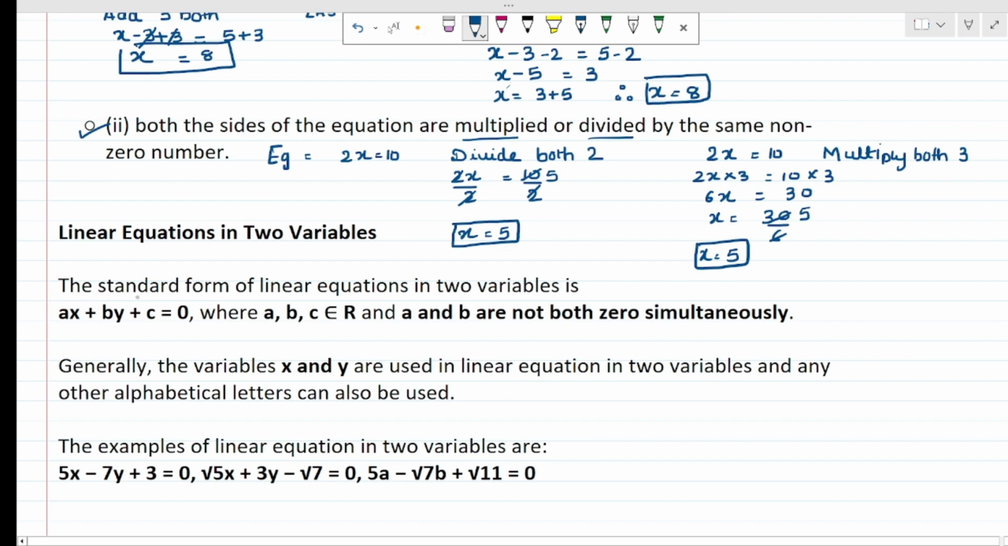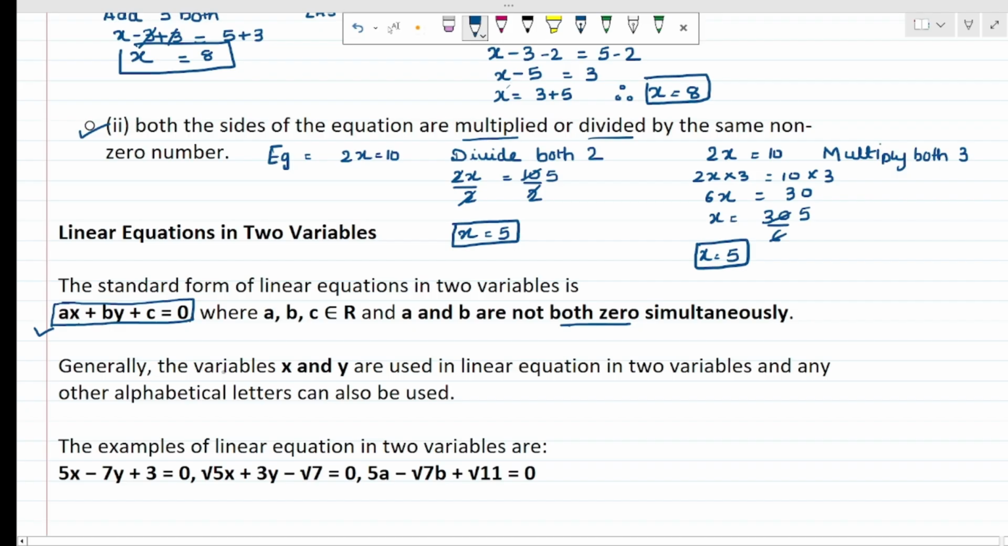Linear equation in two variables. The standard form of a linear equation in two variables is, this is very important. How do you need to write the standard form for a linear equation? The standard form of writing a linear equation is ax plus by plus c is equal to 0, where a, b and c belong to R. That means they are real numbers, and a and b are not both 0 simultaneously. That means your a and b will not be 0 at the same time.